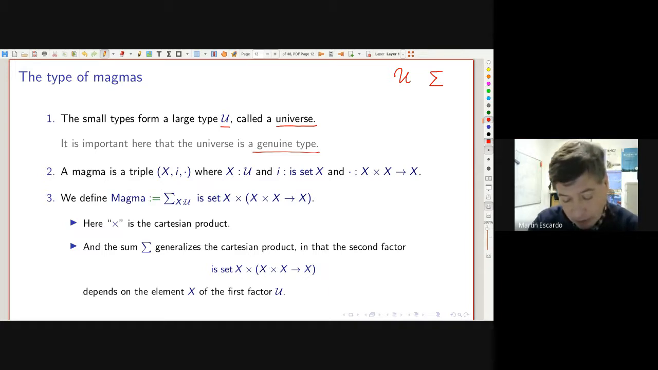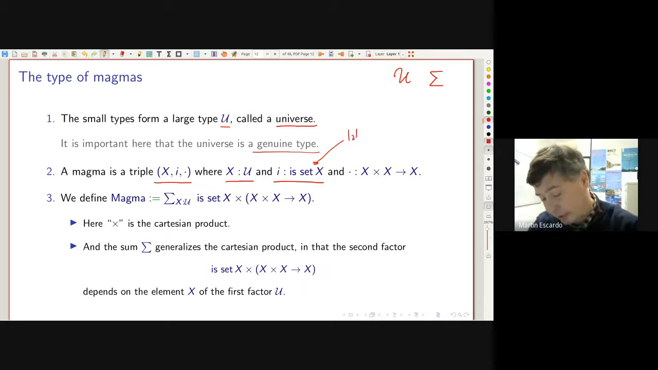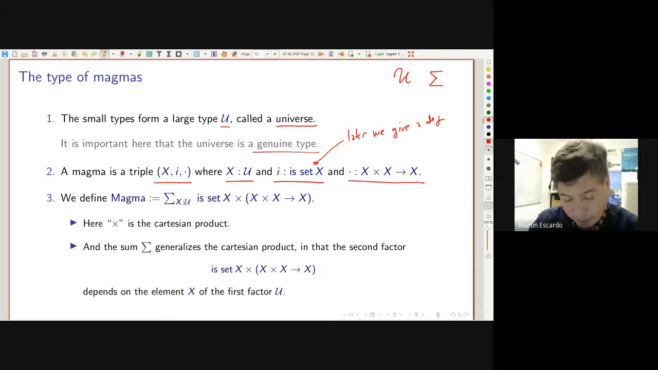So now, formally, a magma is going to be a triple, where the first component is in the universe of types. The second component is the information that X is a set. Later we give a definition of what it means to be a set. And an operation. The way to form pairs and triples and things like that in Martin-Löf type theory is to use this sigma type.